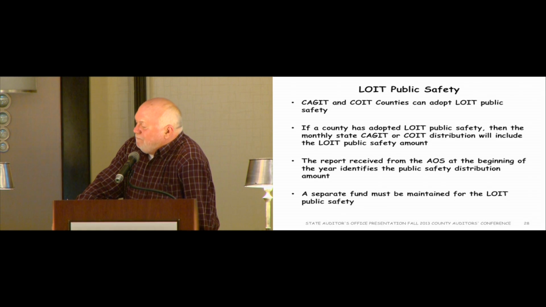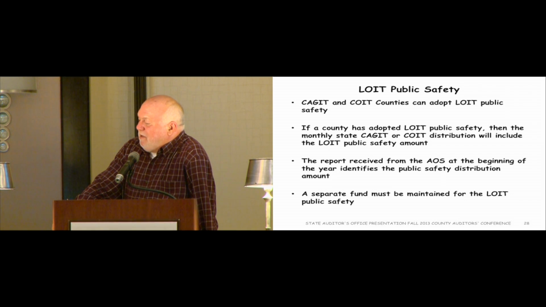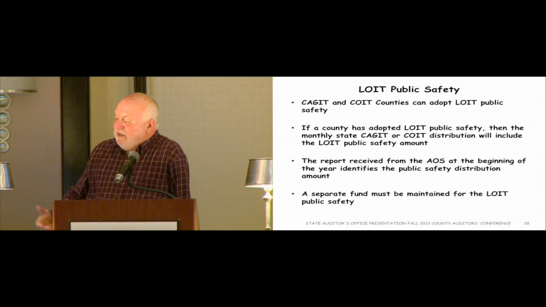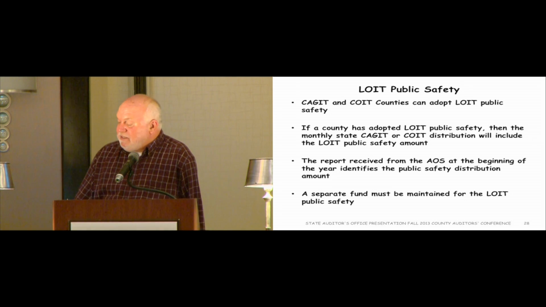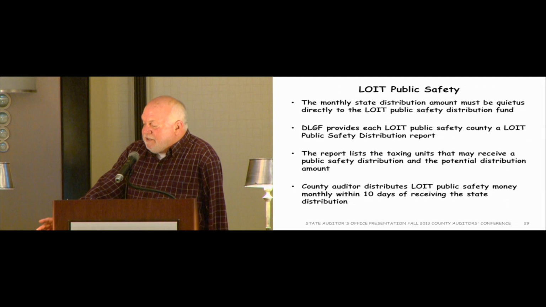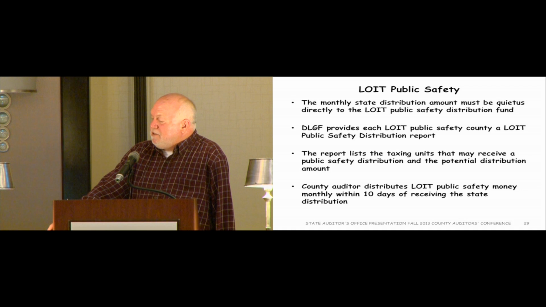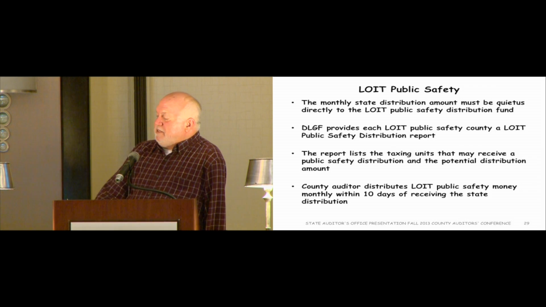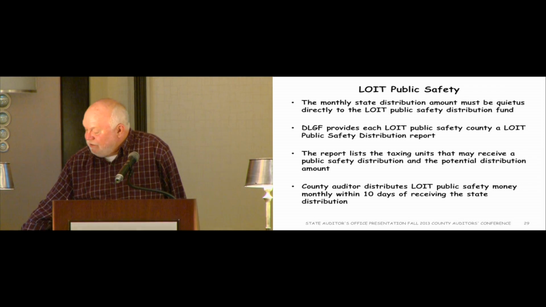Public safety. As far as I can tell, I think I got these slides okay. Counties can adopt a public safety rate. If you do, then the monthly distribution is going to include it. And there again, you can identify what part of the distribution is public safety from the report that we send to you. A separate fund must be maintained. The distribution must be credited directly to that distribution fund. DLGF provides each of the counties a public safety distribution report listing the units that are eligible for a distribution and what the potential distribution amount is. And then you as county auditor have 10 days from the time you receive the state distribution to distribute the money out to the taxing units.